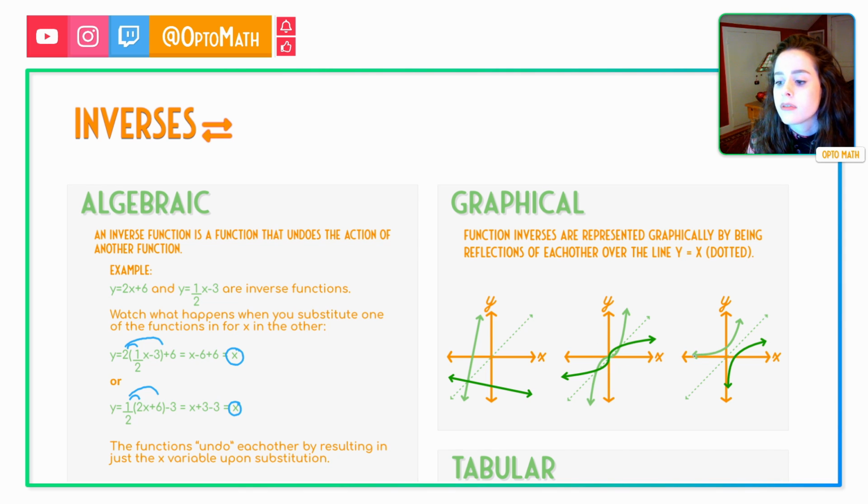Thirdly, this is an exponential function. We'll learn about that more later in a different unit. And this is a logarithmic function. We'll learn more about that later as well. And they're inverses of each other. You can see that they're reflections of each other over that line, y equals x.